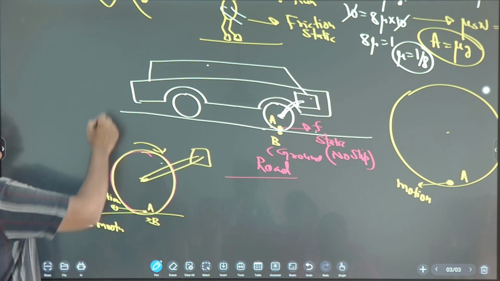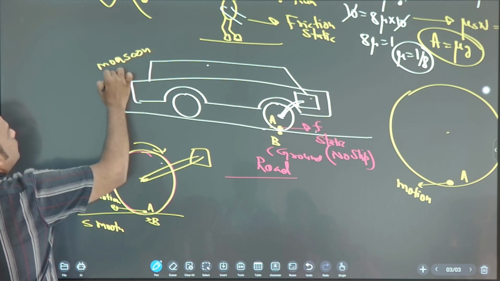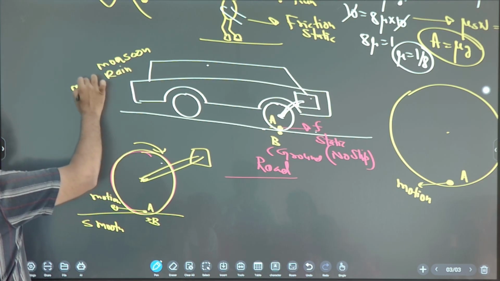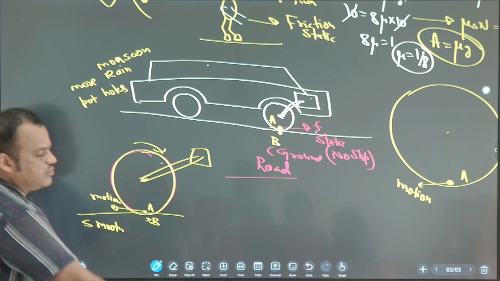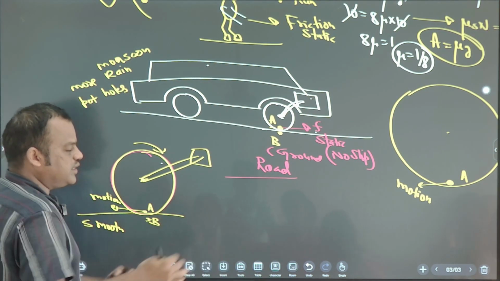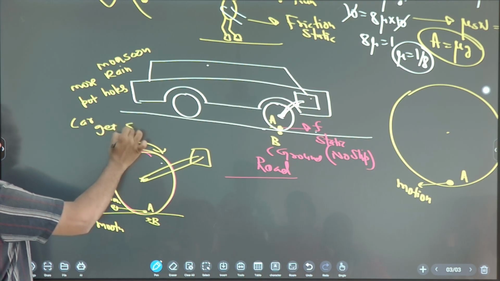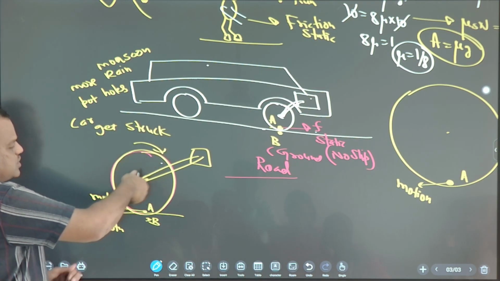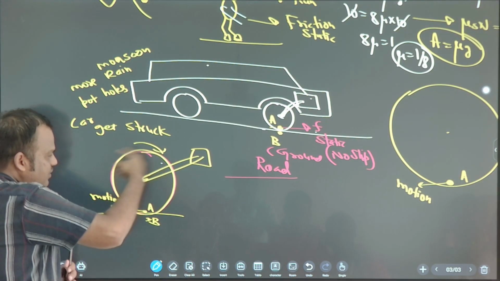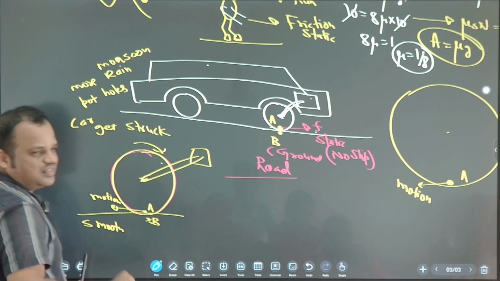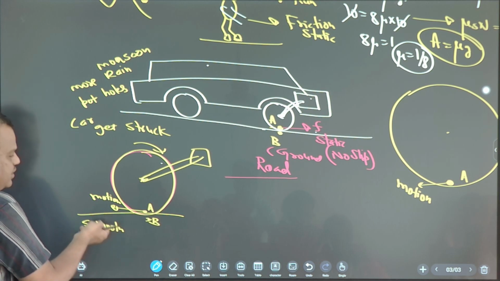It happens in the monsoon season. In the monsoon season, you know, more rain is there, so potholes are there. Suppose some hole is there, water is there. If your car gets stuck, the wheels will rotate. Are you getting or not? The wheels will rotate, but the car will not go forward. Why? Because the ground becomes smooth.